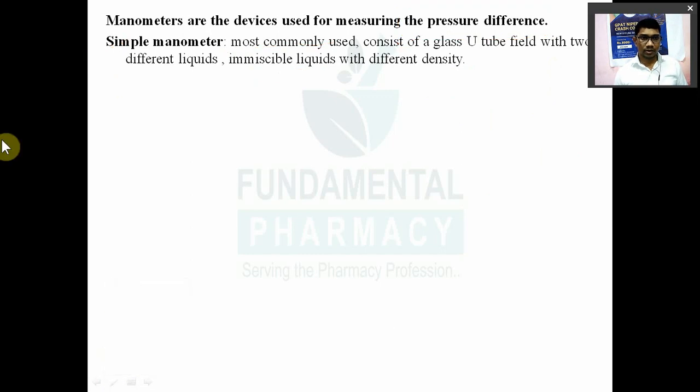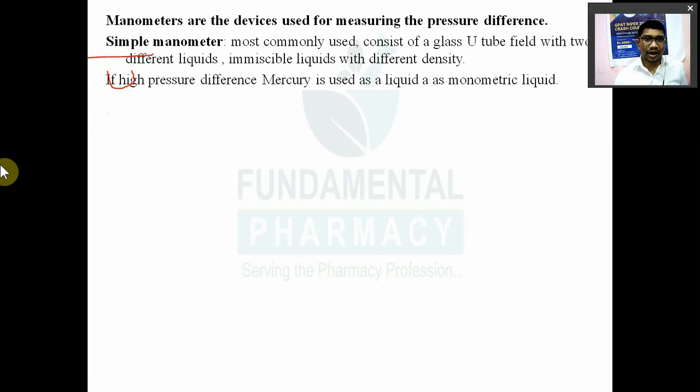So manometers are classified. Simple manometers, they are most commonly used. Simple manometer is also called as U-tube manometer. So there is a U-shaped glass tube which is filled with two different liquids having different density and they are immiscible.